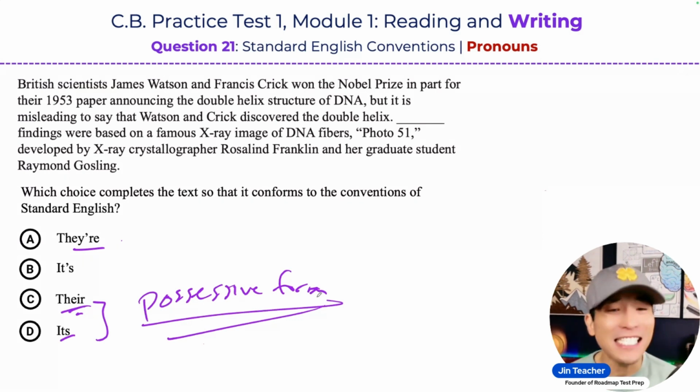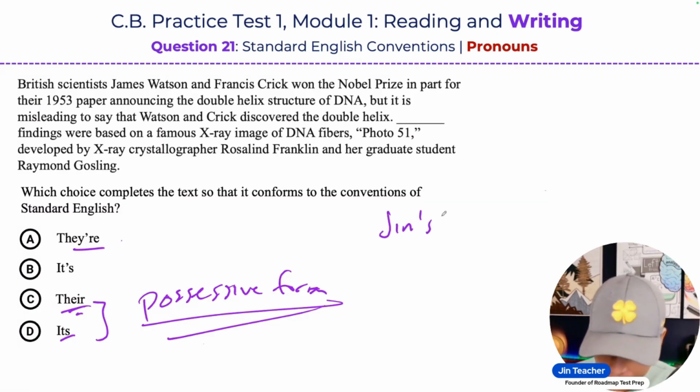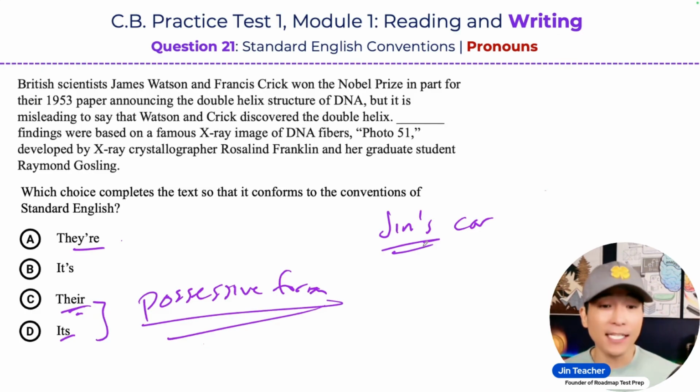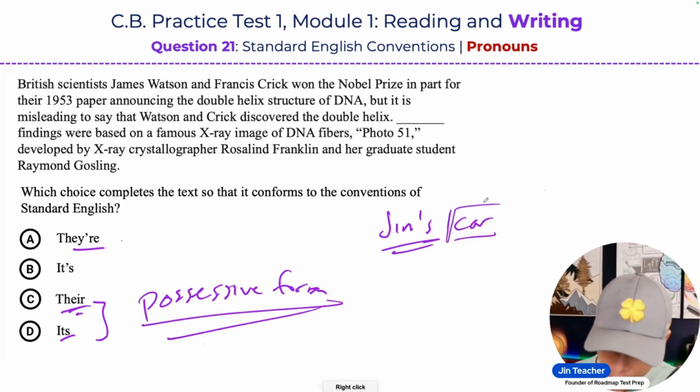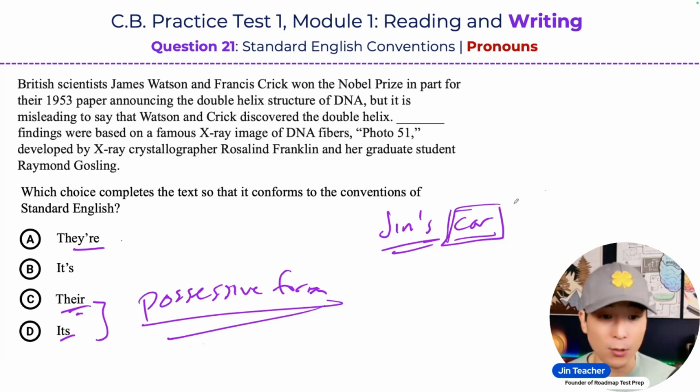Now, this is going to be different when we look at nouns. When we put an apostrophe with a noun, we create the possessive form. So if I say Jin's car, Jin apostrophe s, Jin is a noun. That's my name. When I have an apostrophe s there, it creates the possessive form. It tells you that this car belongs to me. That's what possessive means: it shows possession or ownership.